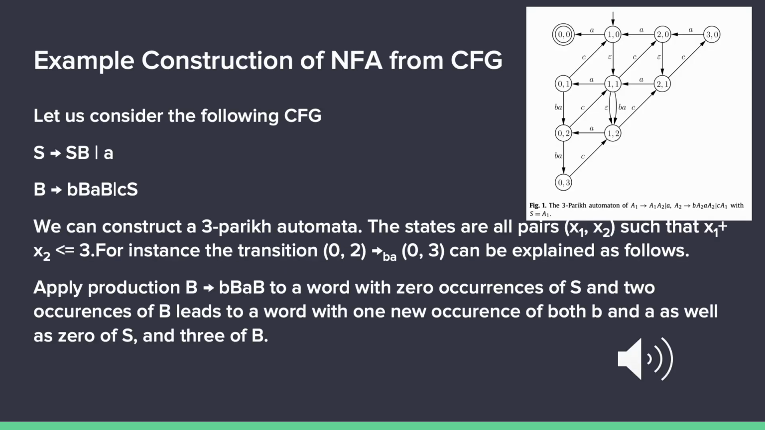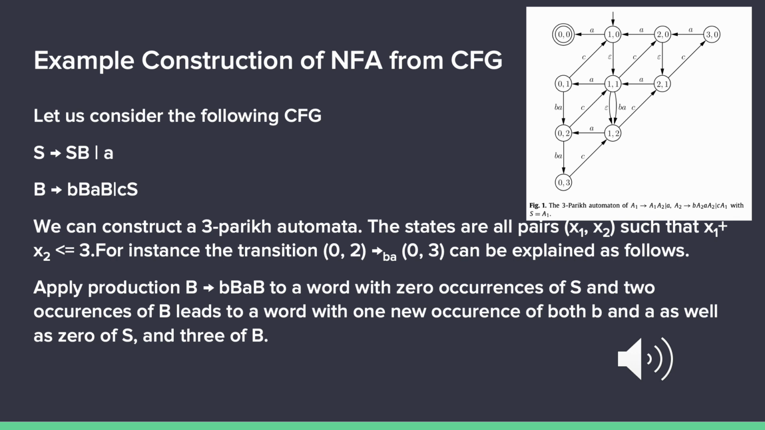So now let's do an example construction of an NFA from a CFG. Let us consider the following basic CFG, which is S goes to S capital B, or A, and then capital B goes to B, capital B, A, capital B, or C, capital S. We can now construct a 3-Parikh automata. Since I said 3-Parikh automata, this means that our K here is equal to 3.